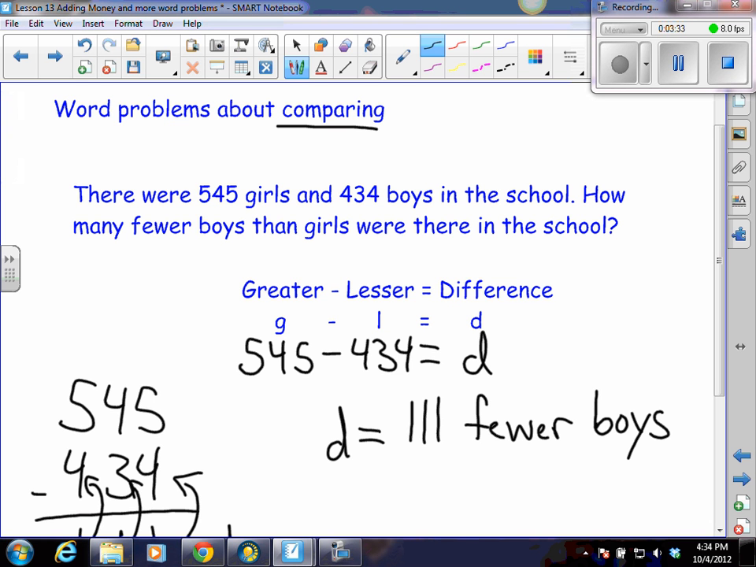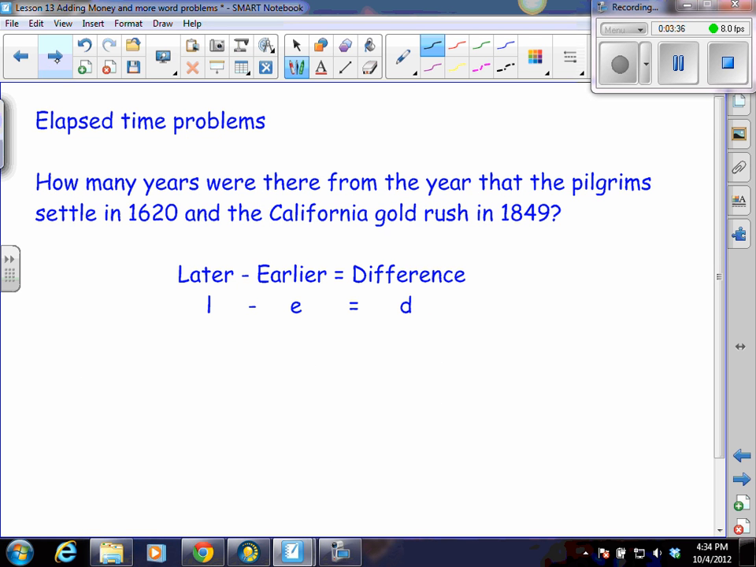And so that's our example of comparing. The other type of problem that we're looking at in this lesson is elapsed time problems, where we're going to compare two dates and try and understand the difference between them. And so our formula this time is later minus earlier equals a difference. And we have the LED formula, L minus E equals a difference. And so our problem today is how many years were there from the year that the Pilgrims settled in 1620 and the California Gold Rush in 1849.